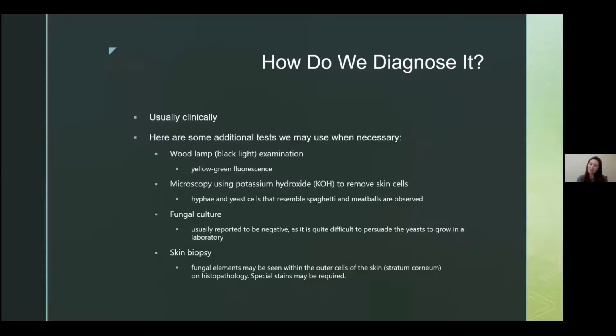And actually that comes up on exams a lot. It's a very classic presentation, and it's something that people love asking about. Of course, you can do a culture and actually grow it out, but a lot of times this culture tends to be negative. And the last thing you would do, we try not to do skin biopsies unless we really have to. And sometimes we do to figure certain things out. But if you do a skin biopsy, it'll also have very specific features. So that's another way that this can be diagnosed.